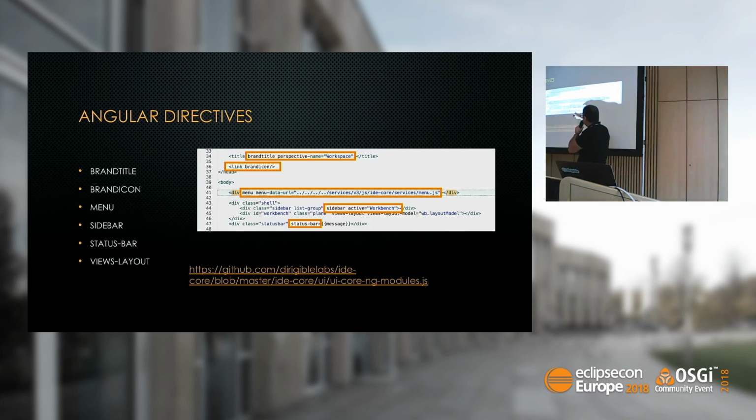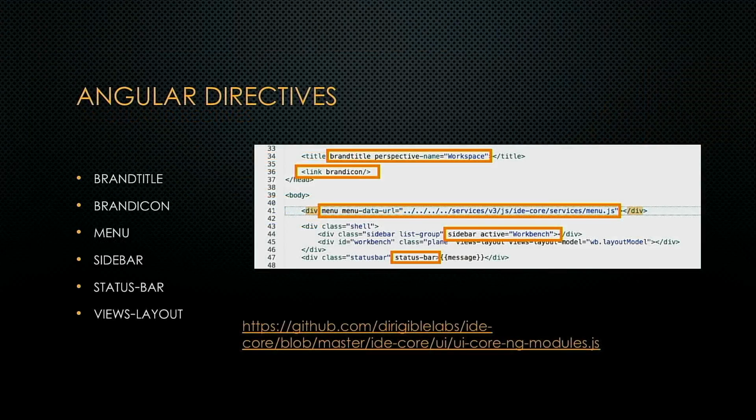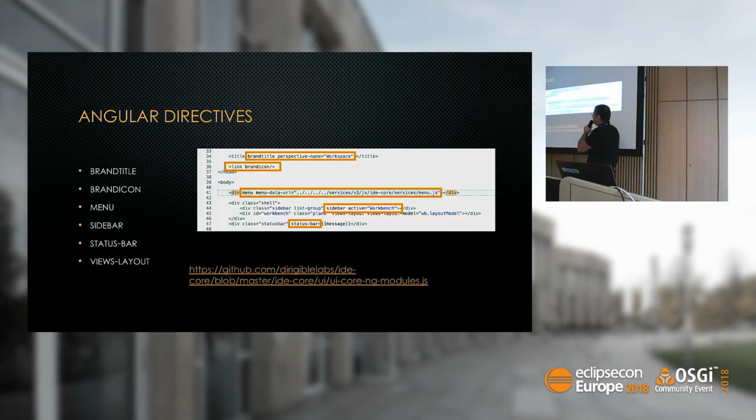So it's very easy. You just use sidebar here in your index.html for the perspective, and you have sidebar. And it will be populated based on the extensions which contribute the content to the extension point for the perspectives. So it's automatically done. You just need this line. That's it.